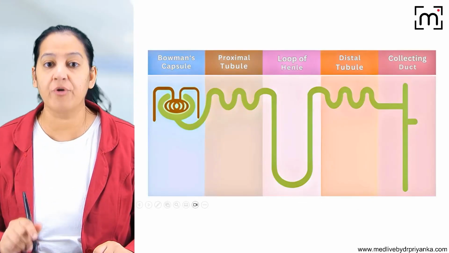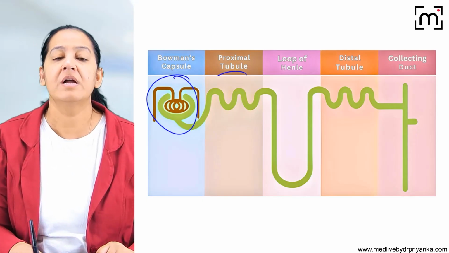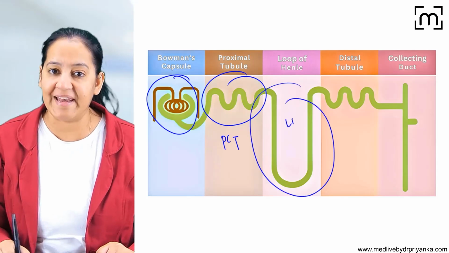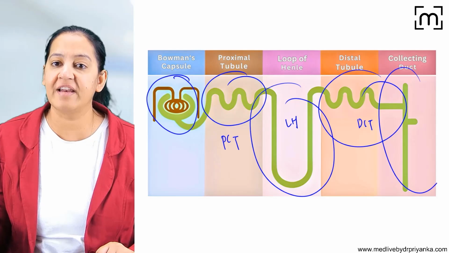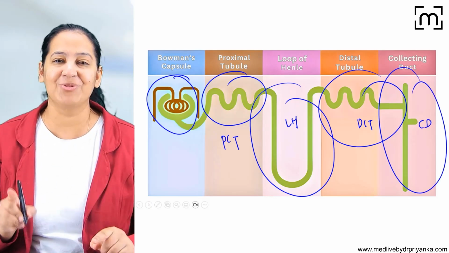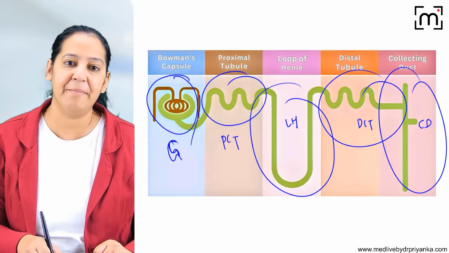Now, what are the parts of the nephron? Nephron have 5 parts. There is Bowman's capsule. This is Bowman's capsule. This is proximal convoluted tubule, that is PCT. This is loop of Henle, that is LH. This is distal convoluted tubule, that is DCT. And finally, this one is collecting duct or collecting tubules. Currently, I am teaching you the topic glomerulonephritis. So I am interested in glomerulus.